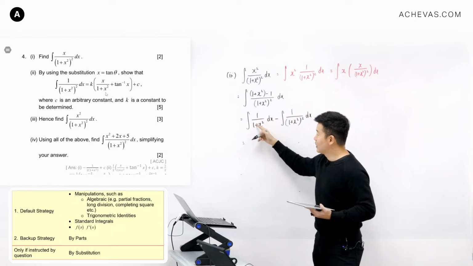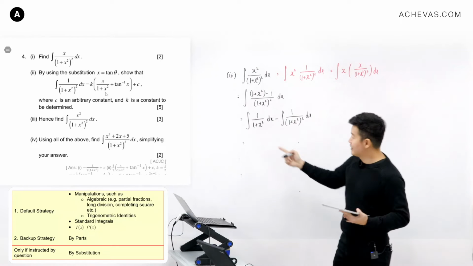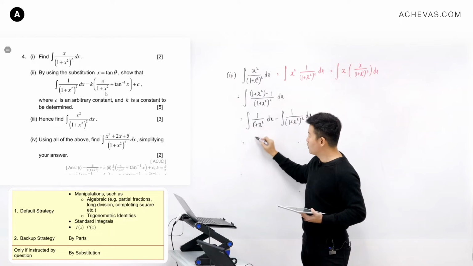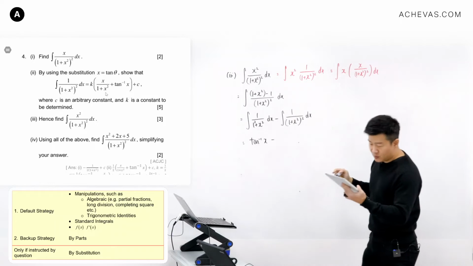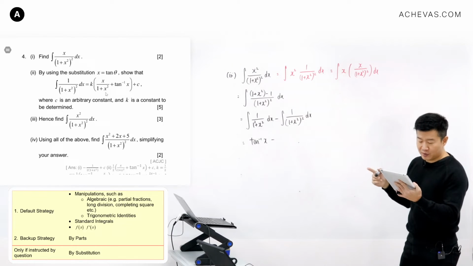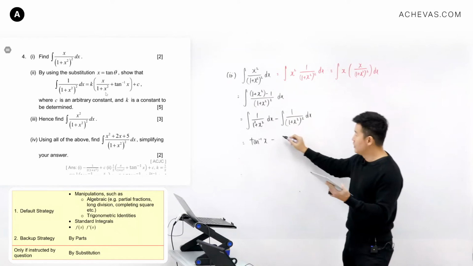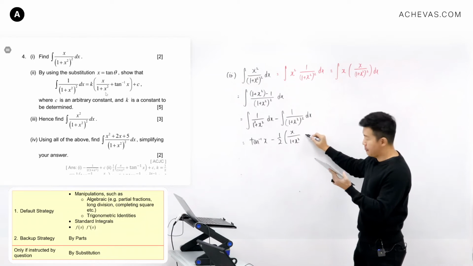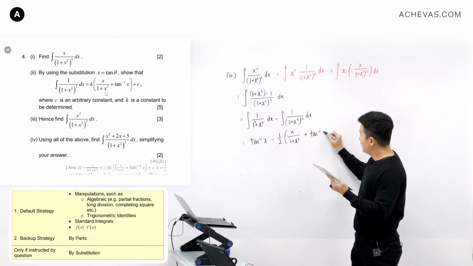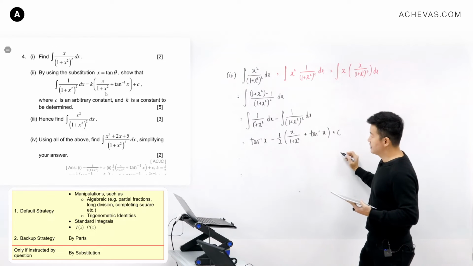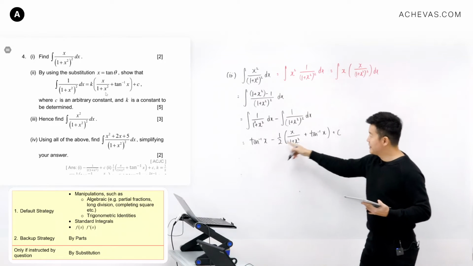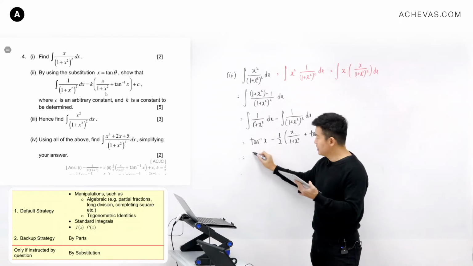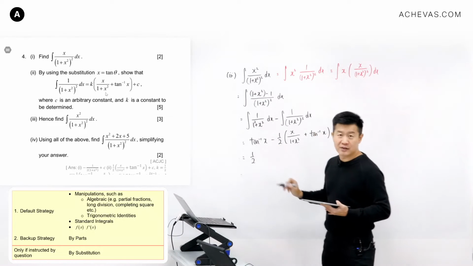This can be integrated because I can make use of my MF26. I'm seeing 1 as if it is a 1 square. Then this will be tangent inverse of x, minus away this, which can also be integrated because we have the result from the previous part, which is part 2. And that gives me this as x over 1 plus x squared plus tangent inverse x plus c.